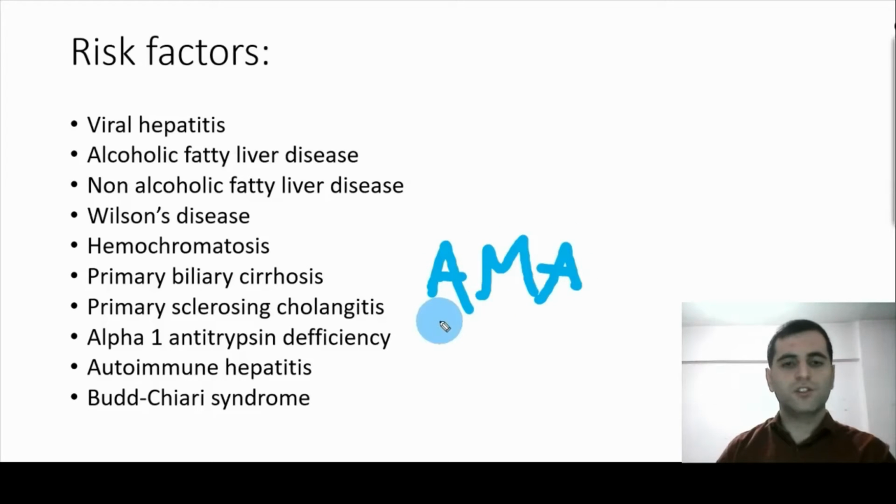Primary sclerosing cholangitis is a condition in which inflammation and fibrosis of the intrahepatic bile ducts occur, and the patients generally present with the signs and symptoms of obstructive jaundice. It is generally seen in patients who have ulcerative colitis, and the patients are P-ANCA positive, as most of them have ulcerative colitis.